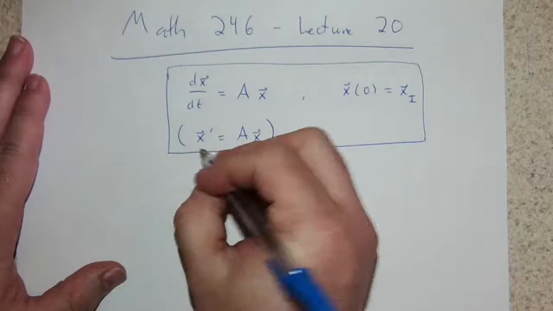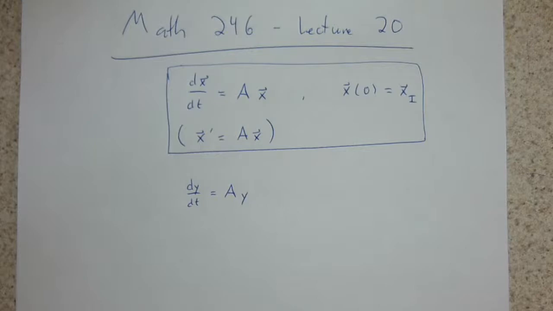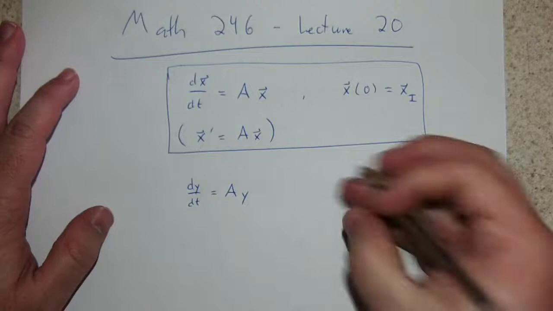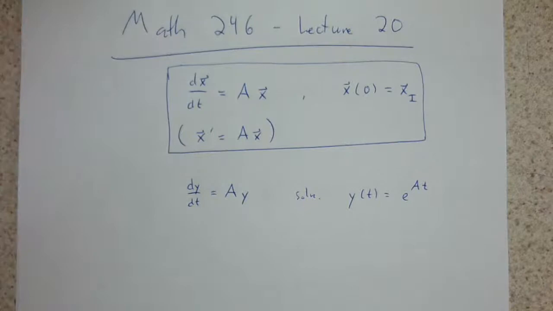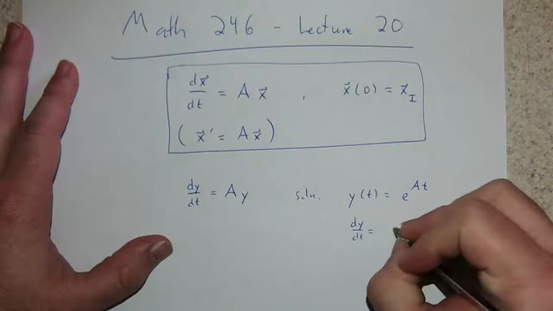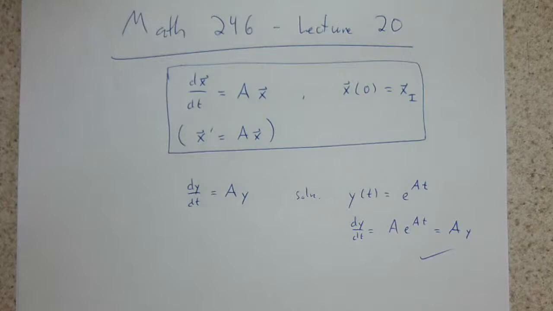It reminds you of this thing. And what was the solution to this? Here's my first order equation like this. The solution to this is y of t, it's e to the at. You can just check, of course, dy dt is a e to the at, so that's a y. This was the first non-explicit differential equation that we even solved in this course. This was kind of our first stepping stone to solving any kind of differential equation. And so this was the solution.